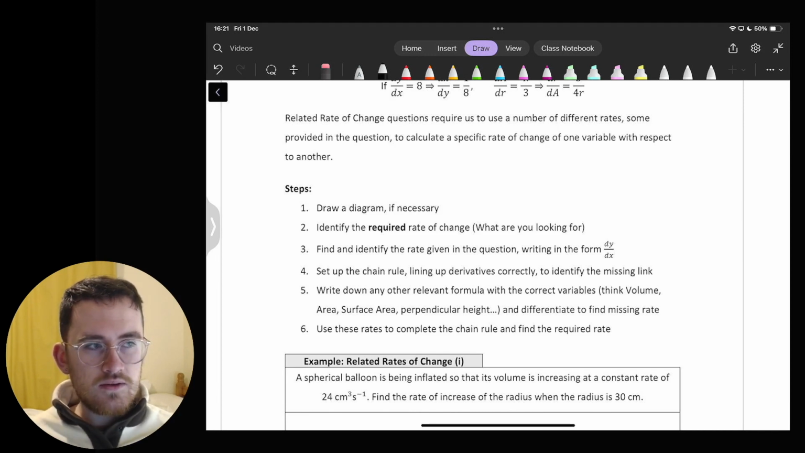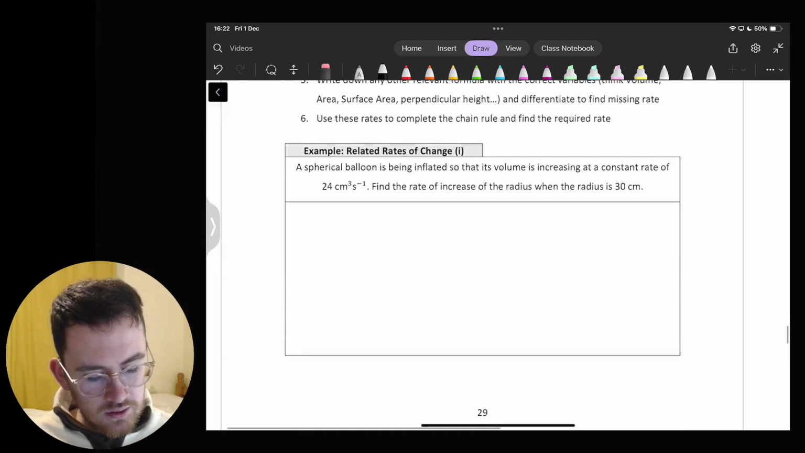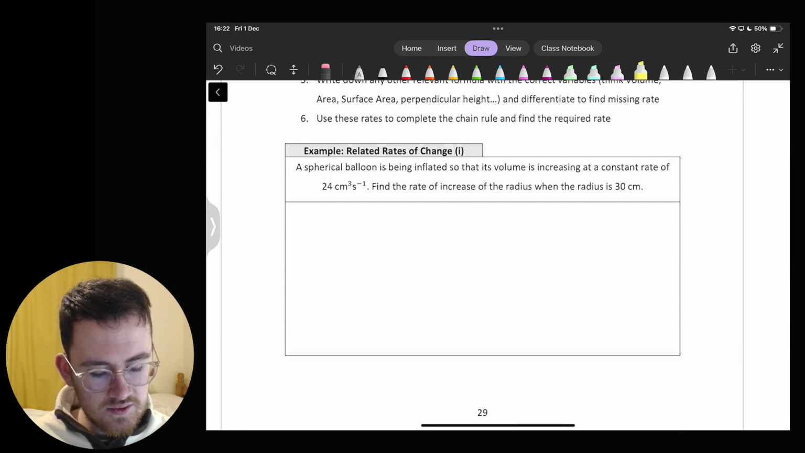And then we use those rates to complete our chain rule. Okay, so we'll jump into an example. We'll have a look at how this all plays out, and then we'll go from there a little bit. So a spherical balloon is being inflated so that its volume is increasing at a constant rate of 24 centimeters cubed per second. Find the rate of increase of the radius when the radius is 10 centimeters.